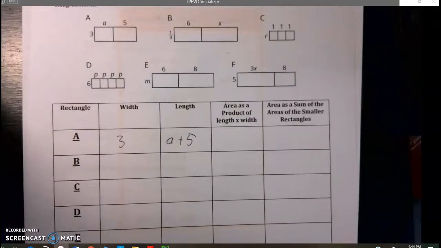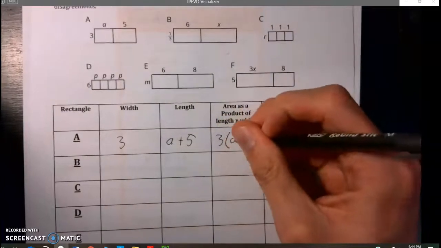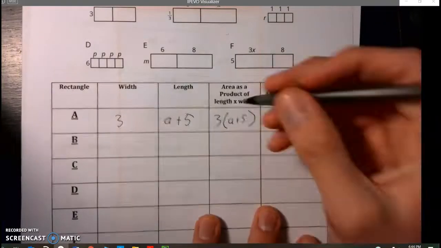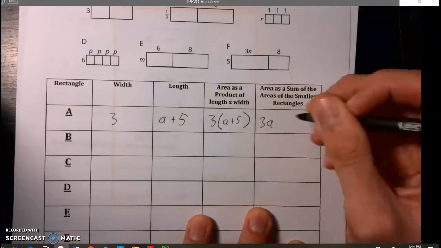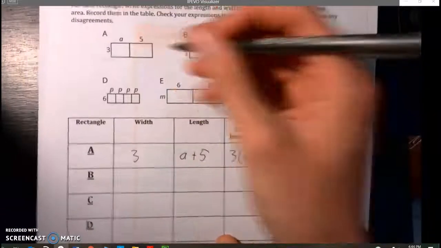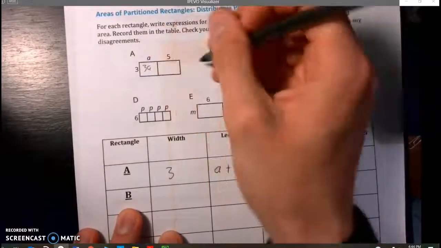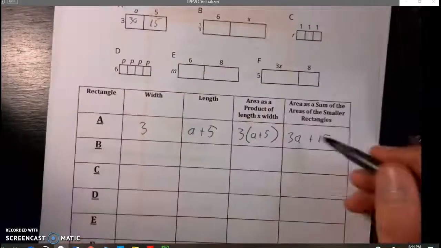All right. So now the area is a product of length and width. So that would be the length and width times each other. And then area is the sum of the areas of the smaller rectangles. So this is after I do the distributive property, 3 times A is 3A, and then 3 times 5 is 15. Right? So that means the area of this tiny rectangle is 3A, the area of this is 15, and I put them together to find the area of this whole thing.